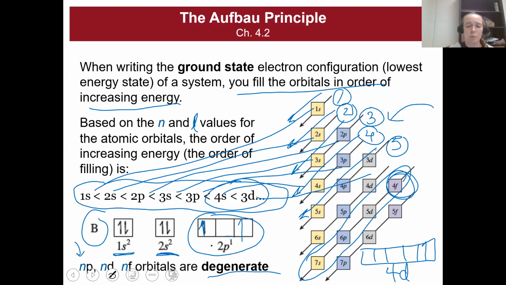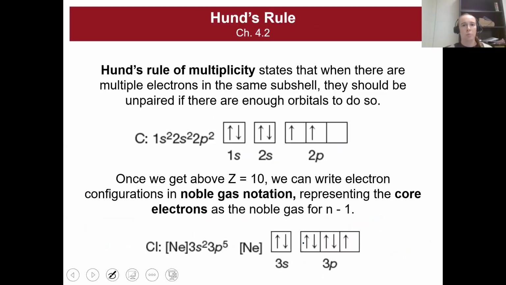It's going to be in a 2p orbital, but we don't know which one. It can be in any of them because they're all equal in energy. So we would write the electron configuration of boron, if we put it all together, as 1s2, 2s2, 2p1. Okay, cool. One more rule for you.